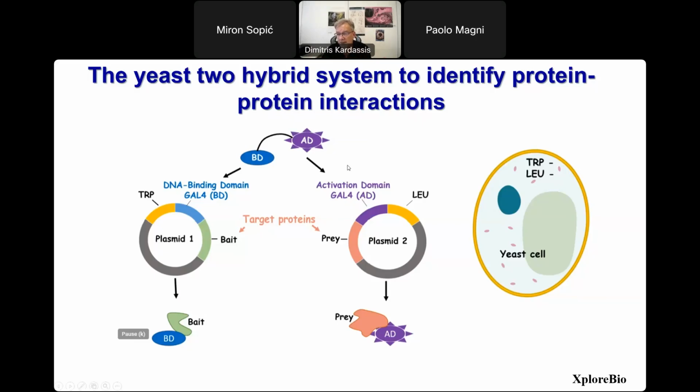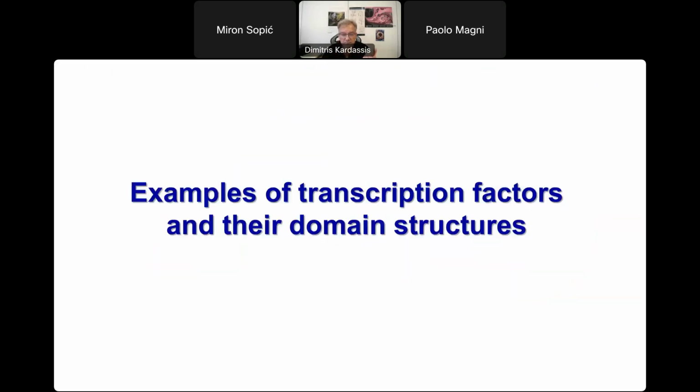Of course, there are techniques that we can use, in vitro techniques, with purified proteins to see whether the proteins interact. But this technique, the yeast two-hybrid, was very popular because it is an in vivo technique. The interaction takes place in vivo, in a cell.